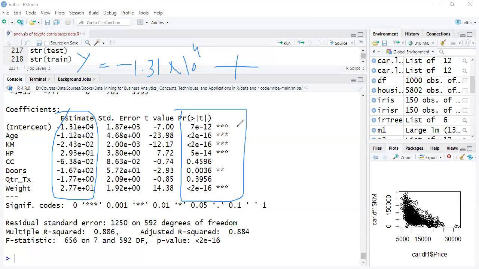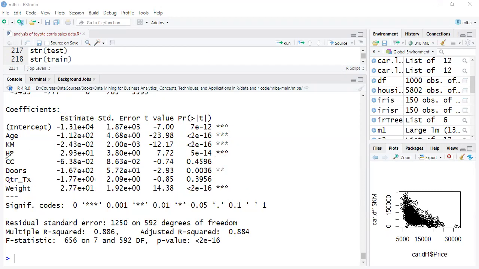But what are the p-values indicating? Intercept is significant. Age is significant. Kilometer is significant. Stars mean significant, and without stars means insignificant. So there are two columns which are insignificant. One of them is CC, and the other is quarterly tax. So the regression output is indicating that two columns are insignificant, CC and quarterly tax. All the remaining columns are significant.